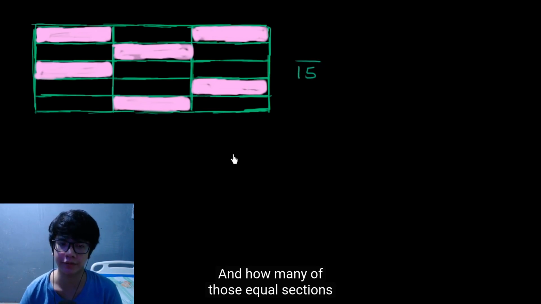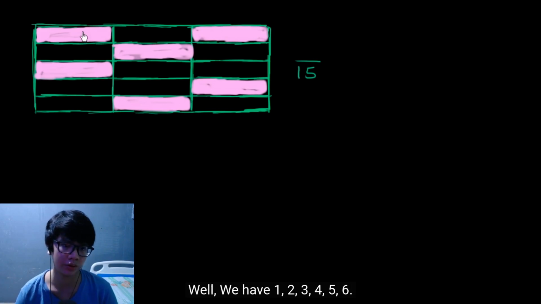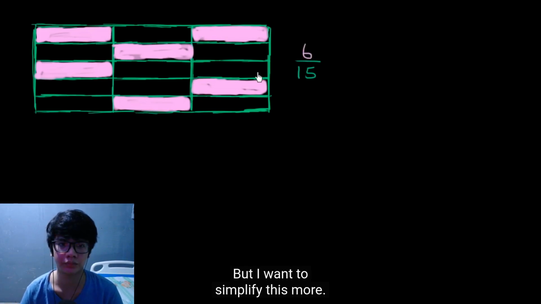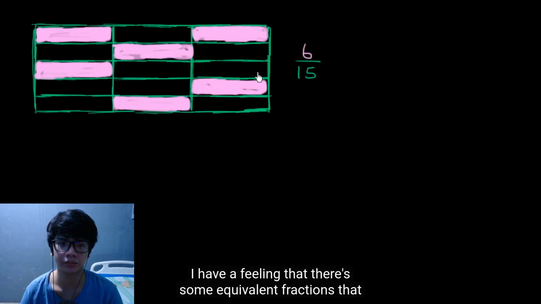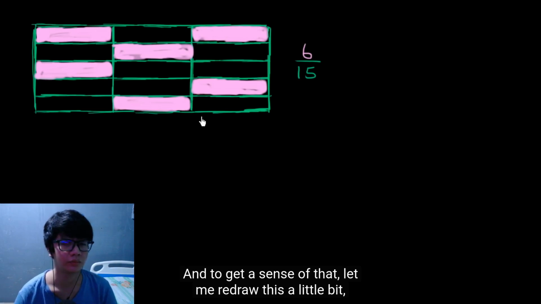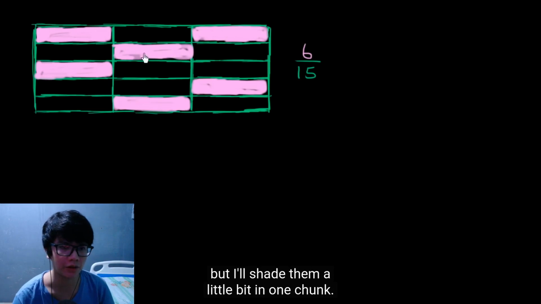And how many of those equal sections are actually shaded in this kind of pinkish color? Well, we have 1, 2, 3, 4, 5, 6. So 6/15 is shaded in. But I want to simplify this more. I have a feeling that there's some equivalent fractions that represent the exact same thing as 6/15. And to get a sense of that, let me redraw this a little bit, where I still shade in 6 of these rectangles, but I'll shade them in a little bit in one chunk.